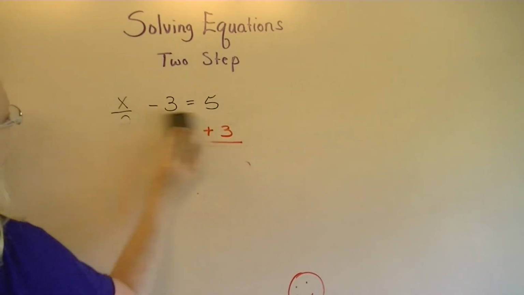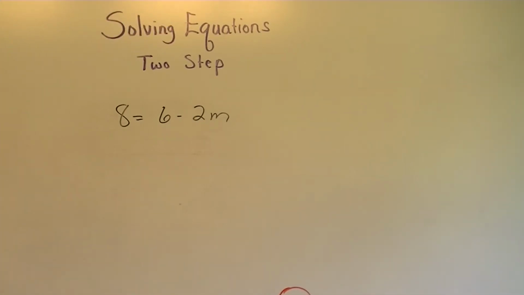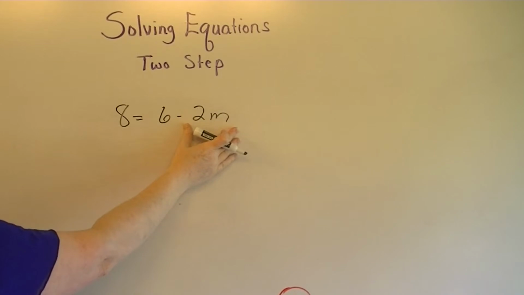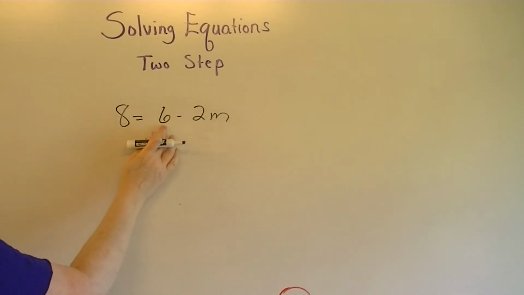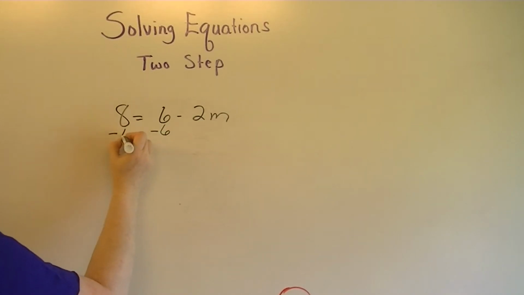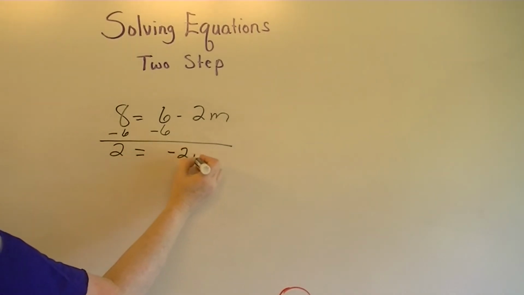Let's try another one. In this problem, again, we want to look at the left side of the equal and the right side. The variable term is on the right side. We want to make sure this is the only thing over here on the right side of the equal. And it's not. There's a 6 and it's positive, so I'm going to do the opposite. Subtract 6 on both sides. This becomes 2 equals negative 2m.